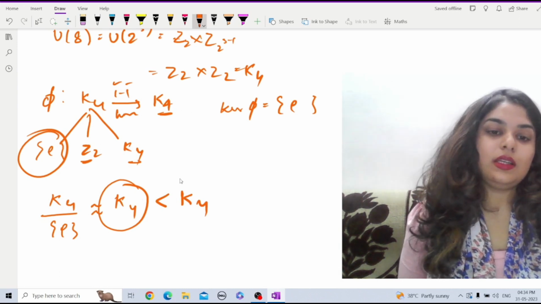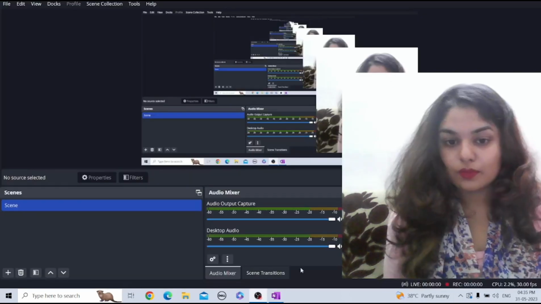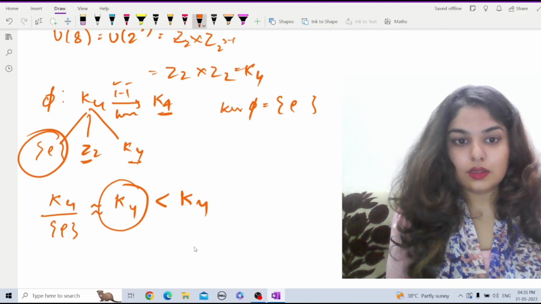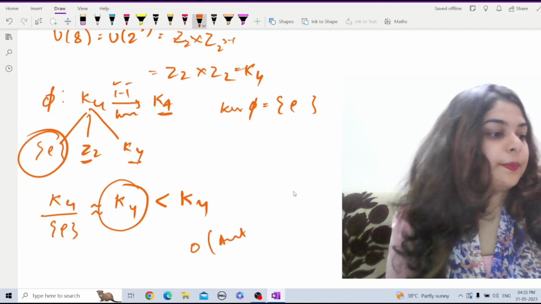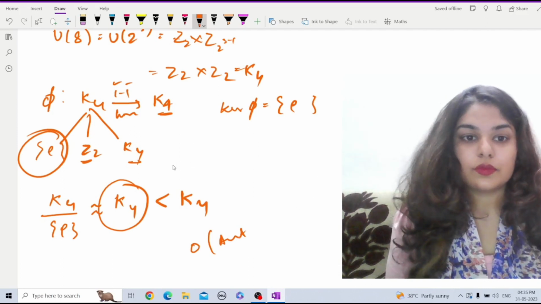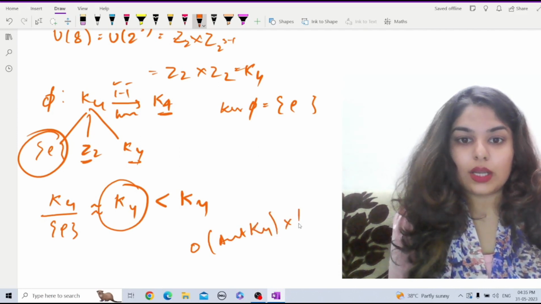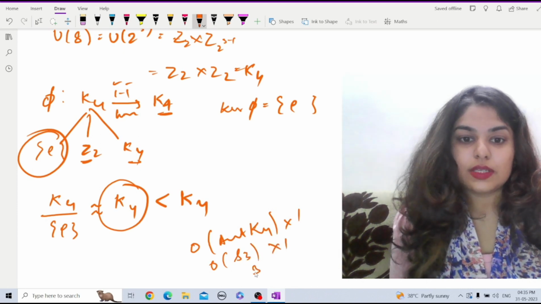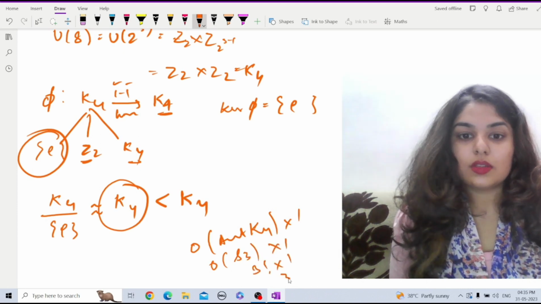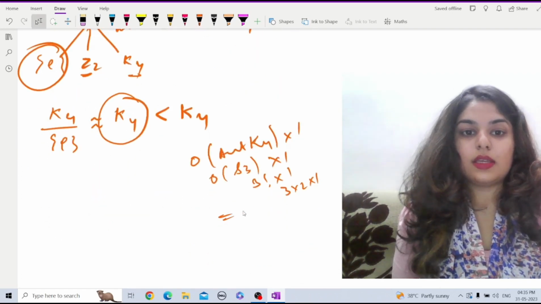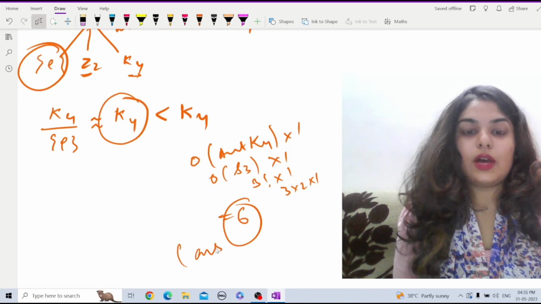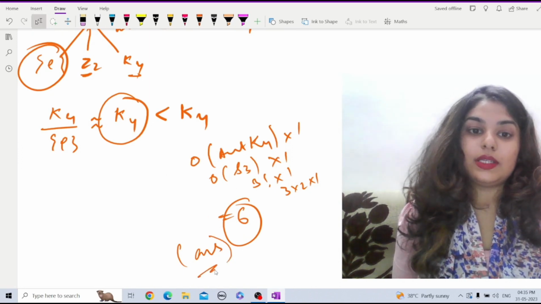Now we have to calculate as per the question. So here we can write that the order of the automorphism group is basically K4 into 1. Now this order is basically S3 into 1, and the order of S3 is 3 factorial into 1. So this is 3 into 2 into 1. So the answer is 6. That is the number of isomorphisms from U8 to U8 is 6.